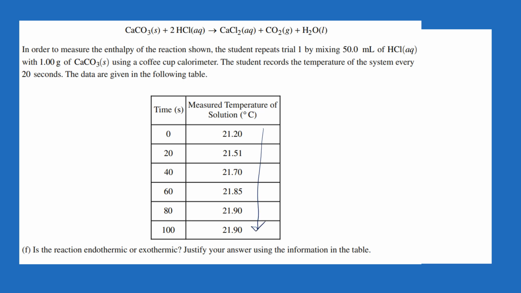So the temperature is increasing. Not a lot, but it is increasing. And so the thermometer can only measure the surroundings. And because the surroundings are increasing in heat, the system must be losing heat. So it must be an exothermic reaction.